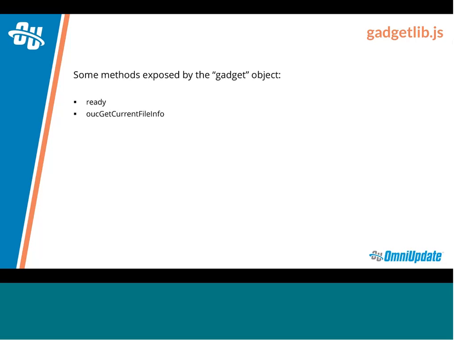OUC get current file info. This gets you all the pertinent information about the current file that you're viewing. OUC insert at cursor. This one allows you to actually interact with the WYSIWYG. So wherever the cursor is in the WYSIWYG, you can actually insert whatever content you like.